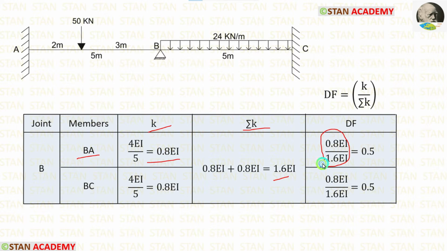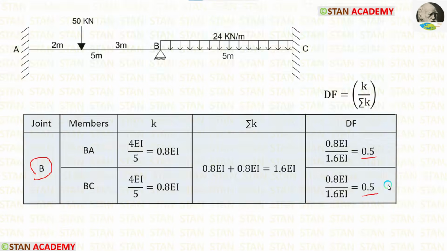When we apply in the formula, we are getting 0.5. For BC, K is 0.8 EI. Sigma K is 1.6 EI. When we apply inside the formula, we are getting 0.5. In a joint, when we add the distribution factor values, it should be 1. In the joint B, there are two distribution factor values, 0.5 and 0.5. When we add both of them, it is 1.